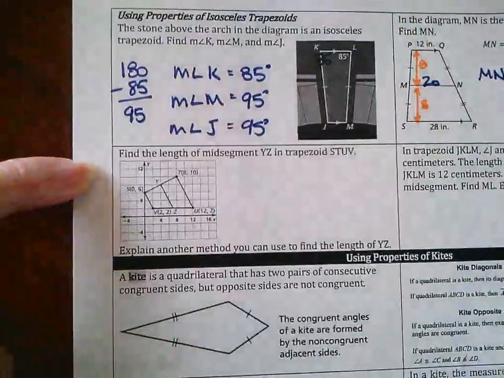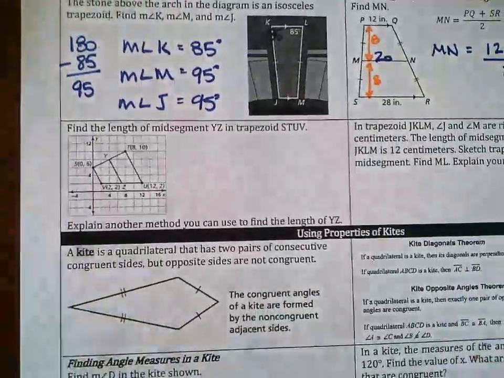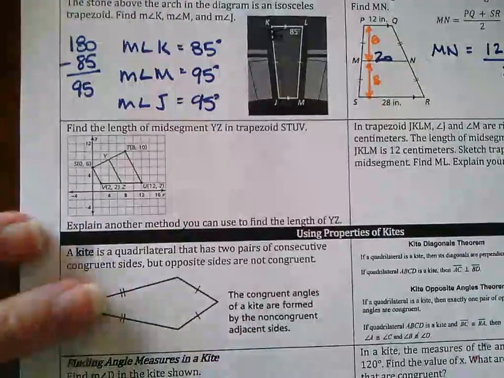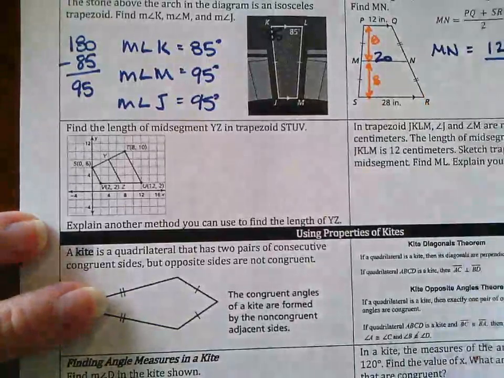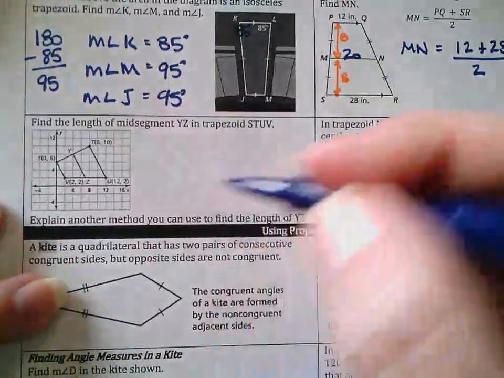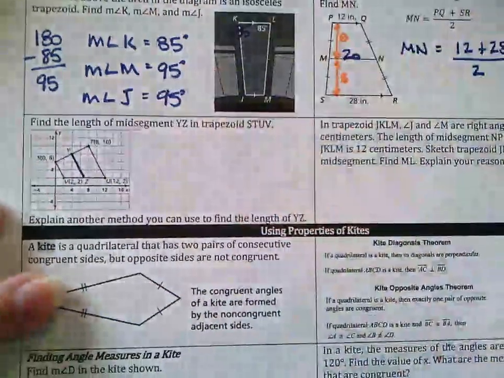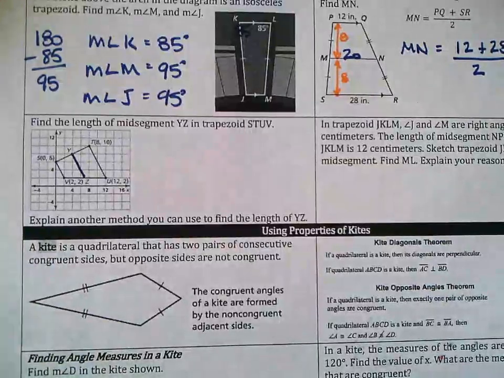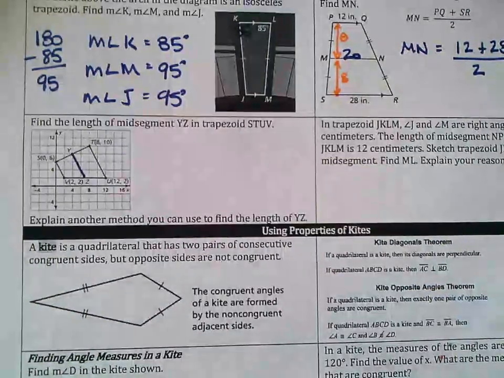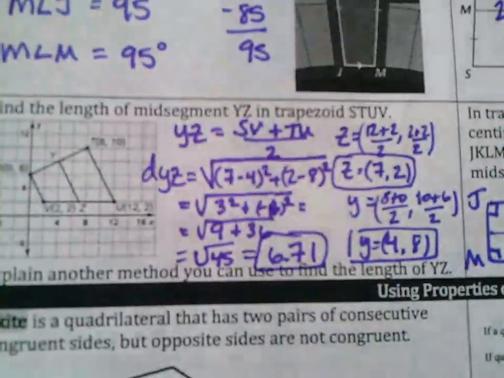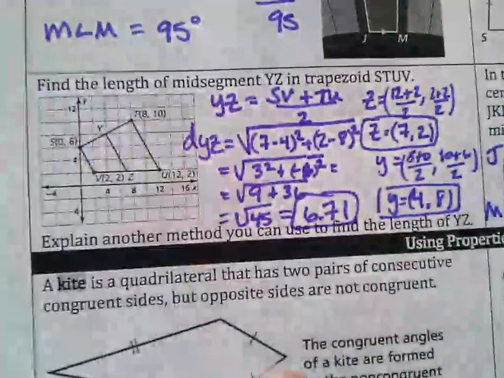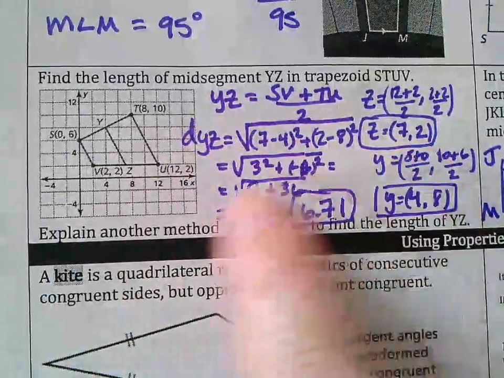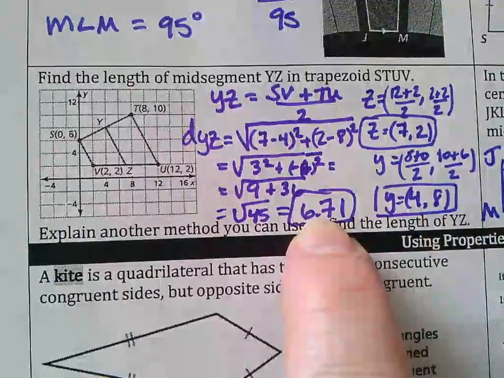So find the length of the mid segment. So a couple things you can do here. You can identify where the points are. Mid segment YZ, this one right here. You can identify where the points are and use the distance formula. And I'm just going to show you this one instead of writing this out, save us a little bit of time on this video because it's already at 10 minutes. And you get the distance of YZ all the way down here, 6.71.